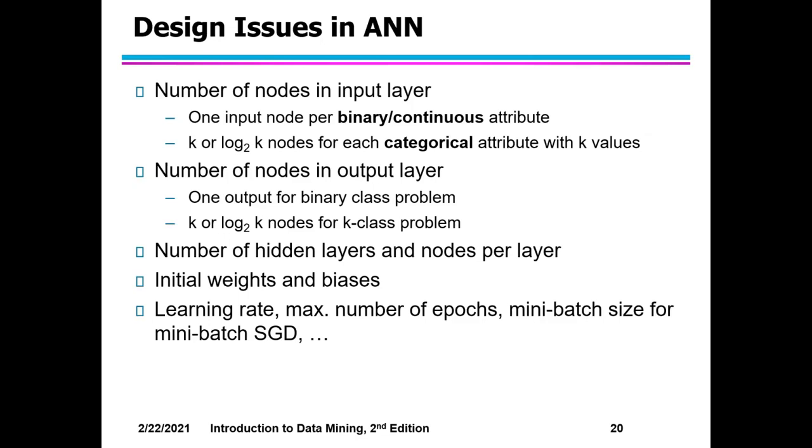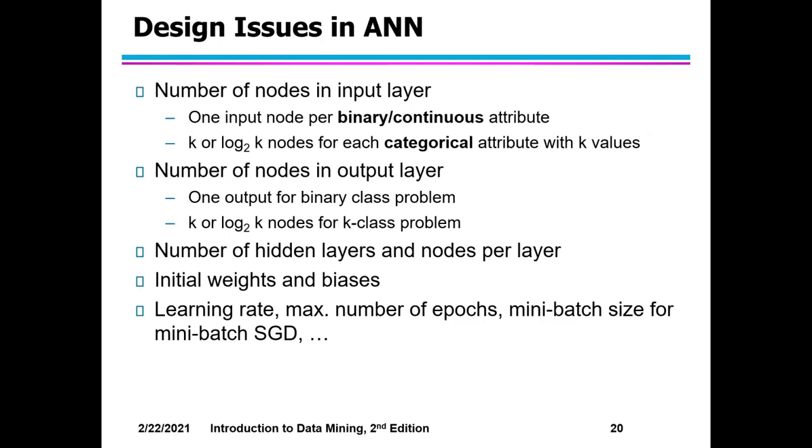So the number of hidden layers and nodes per layer, initial weights and biases, these we need to know about. Learning rate is an important thing. Maximum number of epochs: how many epochs we need to do so that we stop. And minimum batch size of the mini-batch SGD, the stochastic way, the probabilistic way. The input should be either binary or continuous, and also k or log of k nodes for each categorical attribute with k values.